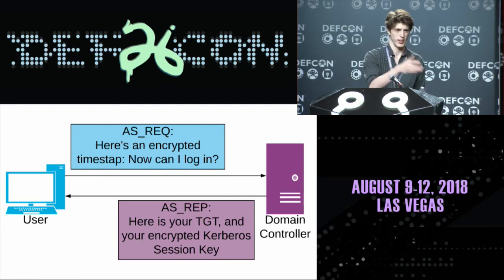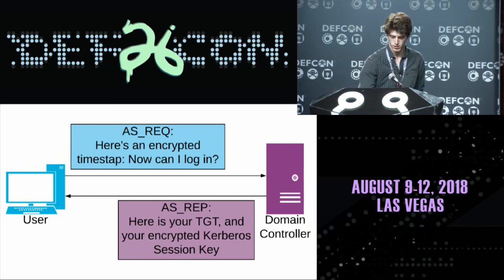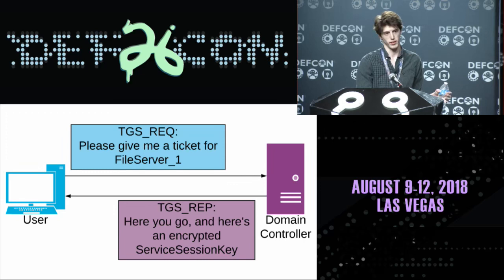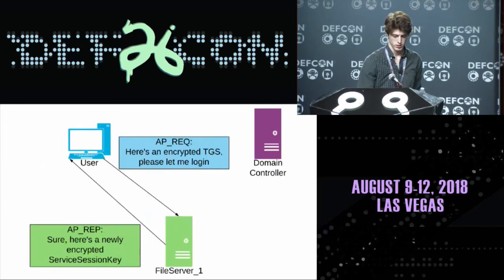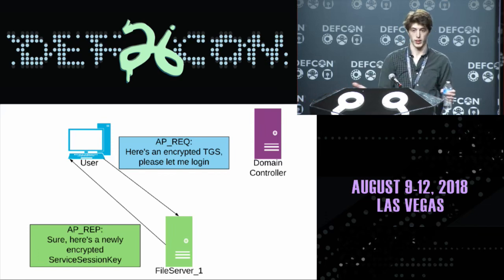We're going to use that for future communication with the DC. We're going to use that to request tickets to other resources on the network, such as when we want to connect to something called file server 1, just a random file server, and the DC will reply with an encrypted service session key in that packet. We'll send the ticket we just received off to the file server.